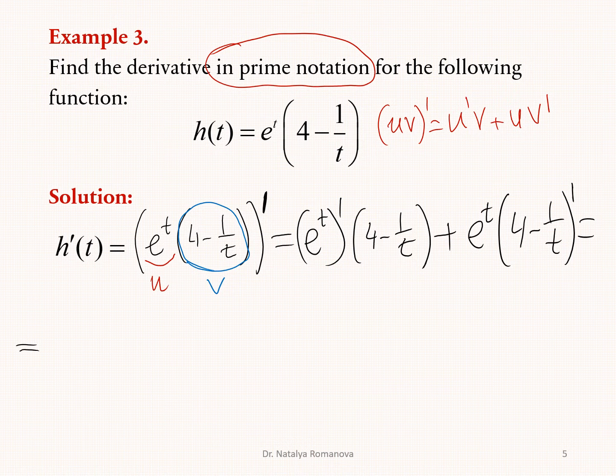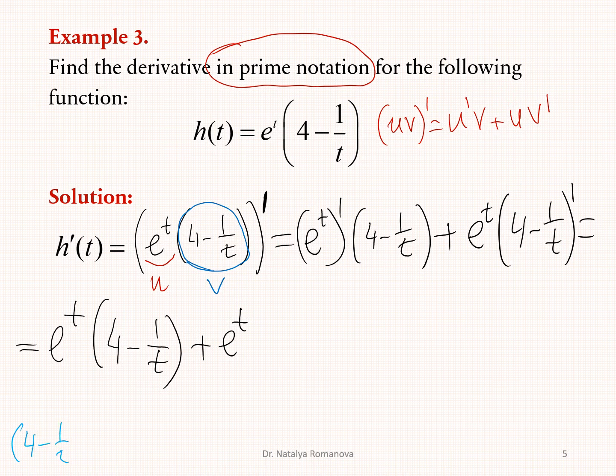The derivative of e to the t equals e to the t, since the derivative equals the function in this situation. So it would be e to the t times (4 minus 1 over t) plus, we keep the first factor, and the derivative of 4 minus 1 over t. The derivative equals the derivative of 4 minus the derivative of 1 over t. The derivative of a number always equals 0. Does everyone remember? So it is 0.